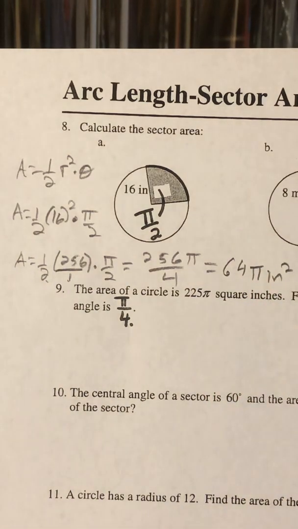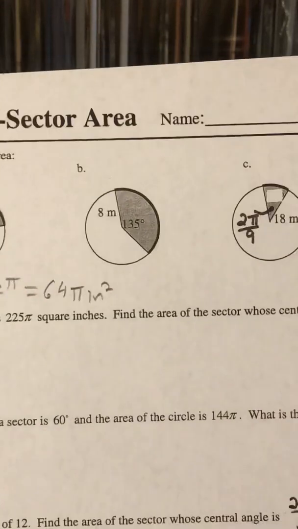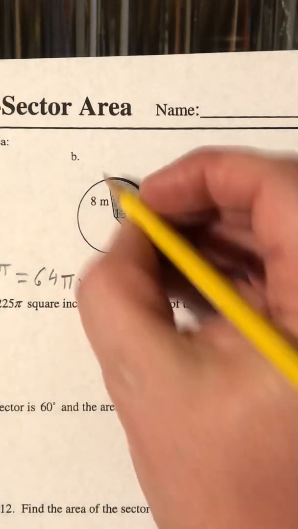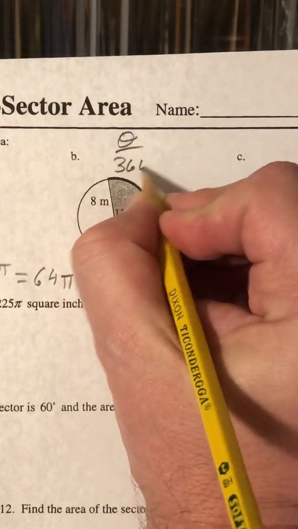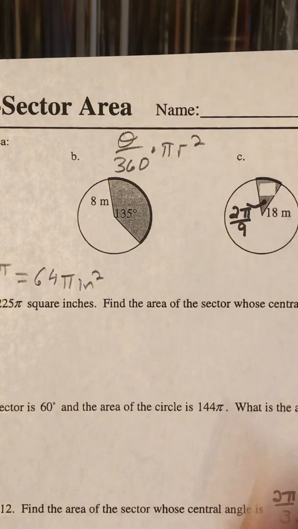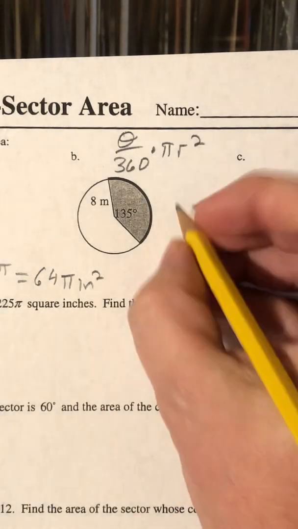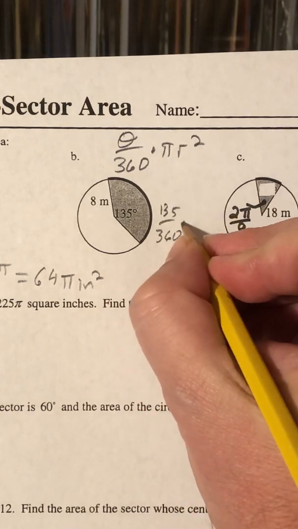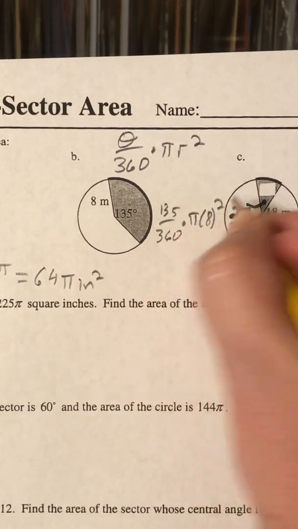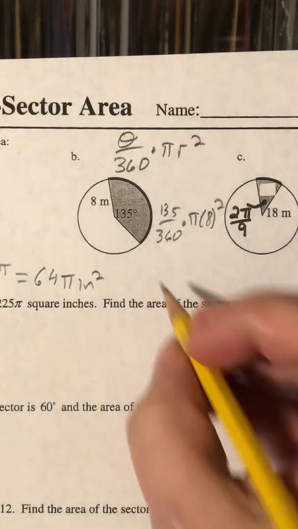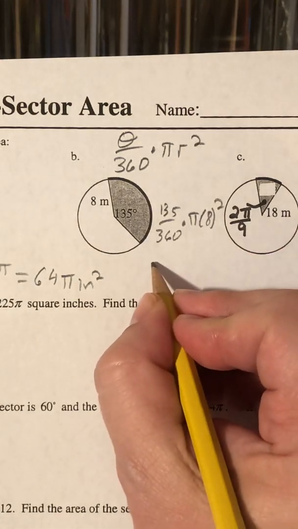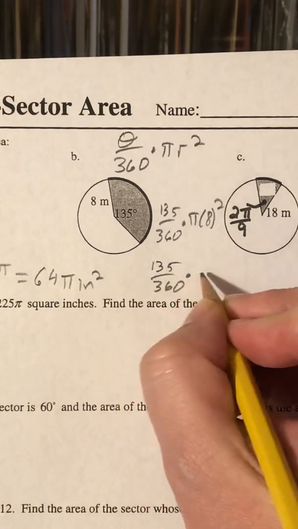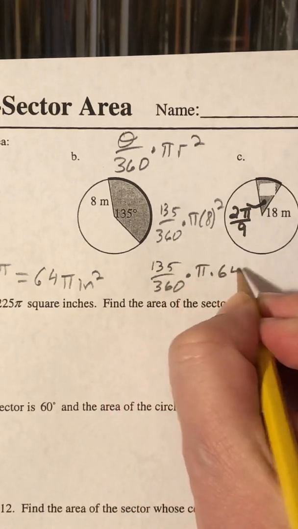Okay, guys? If I look at my next one, this one is given in degrees. So there I'm going to use the theta over 360 times pi r squared. Okay? So in this case, it would be 135 over 360 times pi times 8 squared. So I'm going to do 135 over 360 times pi times 64.